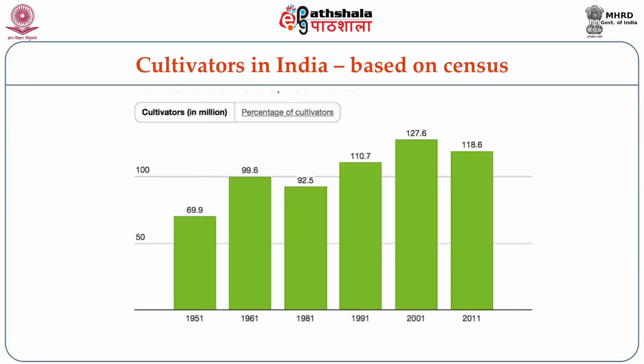A quick look at the statistics on what is happening to the trends of farmers in the country. If you look at cultivators in the country based on a recent census report, we can see that between 1951 and 2011, the number of cultivators have increased, decreased, but there hasn't been significant change. Over a period of time, cultivator numbers have actually increased overall because of more and more farms splitting up and creation of smaller and smaller farms.